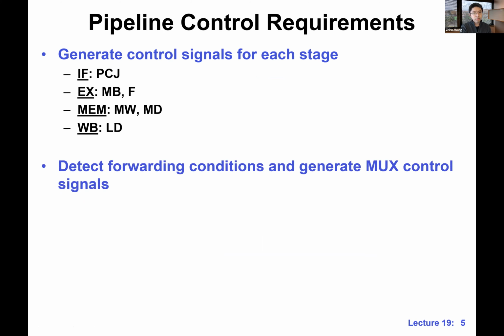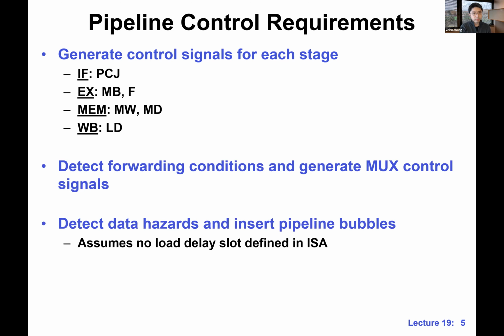And today we're going to introduce something new. We also need to detect these forwarding conditions, and also generate the associated mux control. With this forwarding, we are introducing additional muxes. And we will also talk about how to detect hazards. Even with the forwarding, like I mentioned, we may still have hazards. So that's where we may have to introduce these pipeline bubbles. We have to stall the pipeline in certain cases.